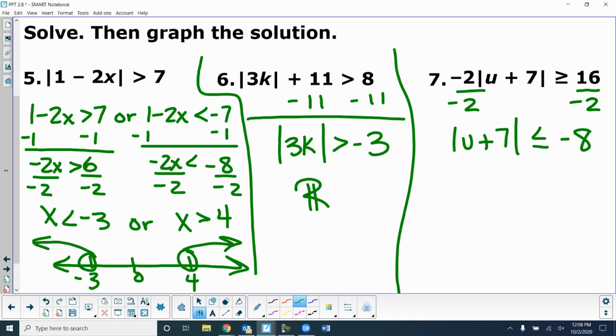What do you notice on this one? It's negative on that side. Yeah. And this is going to be what type of number when I figure it out? Because it's absolute value, positive. Will positive ever be less than or equal to a negative? No. That will never happen. So this one is no solution. So in the middle one, anything I put in for k will work. And for this far right one, number 7, there's nothing I can put in for u to make it a true statement. Okay?